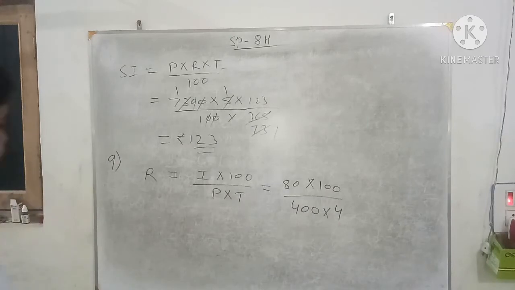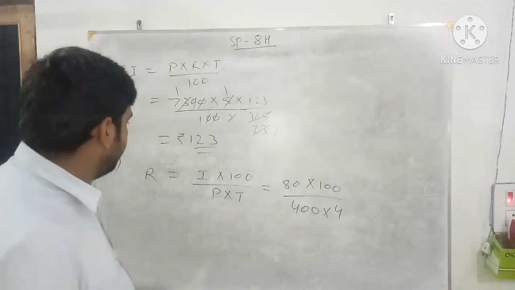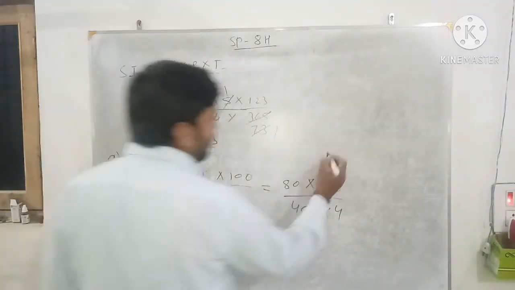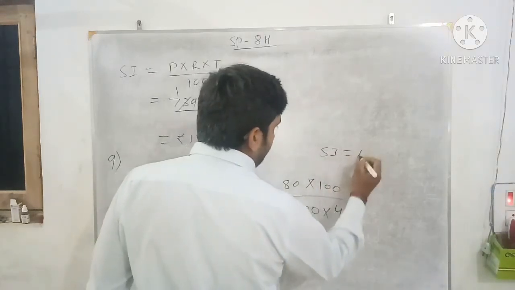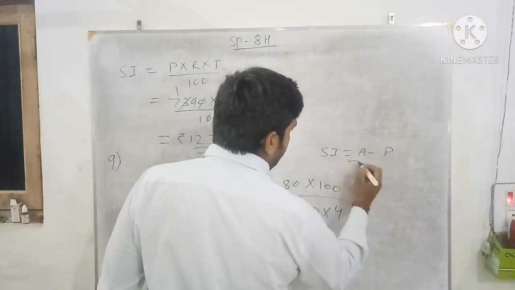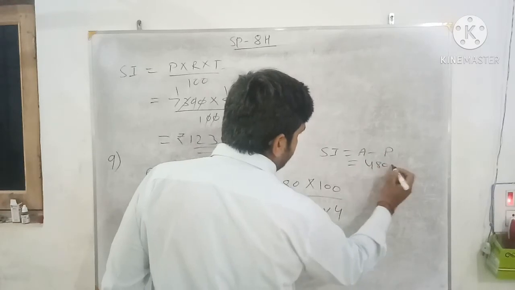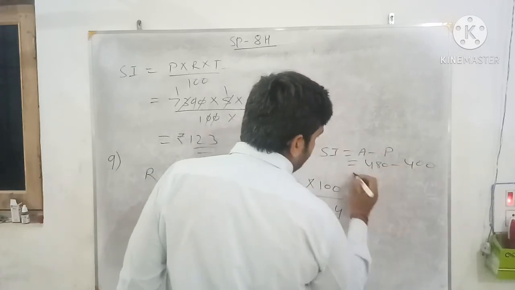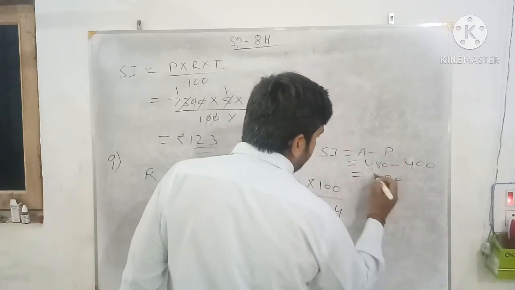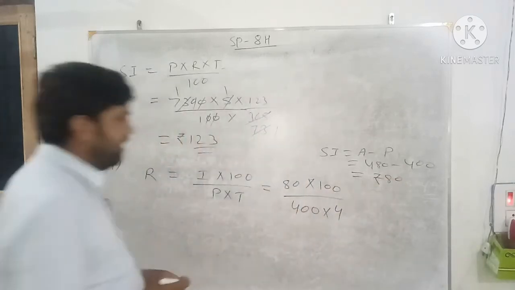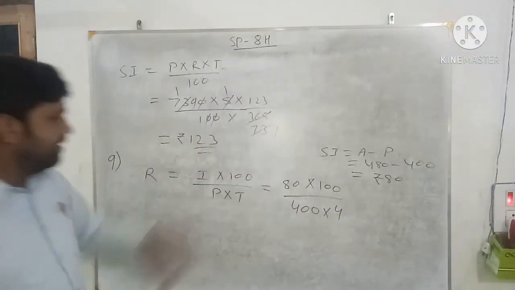So what you got? 80 rupees. How you got? This is the simple interest. This simple interest we got by amount minus principal. Amount given 480, principal given 400. So 480 minus 400 gives you the 80 rupees as simple interest I. So that I we put here.